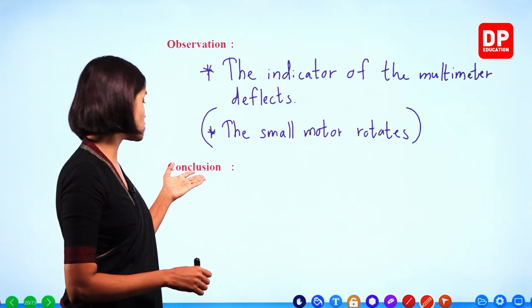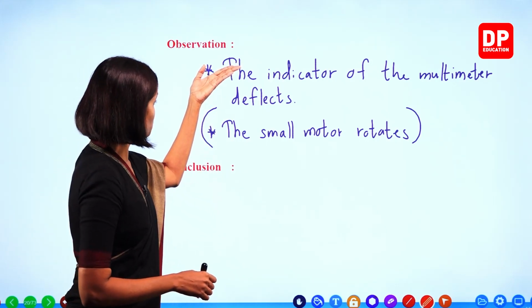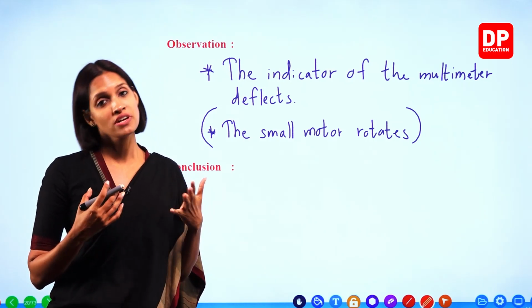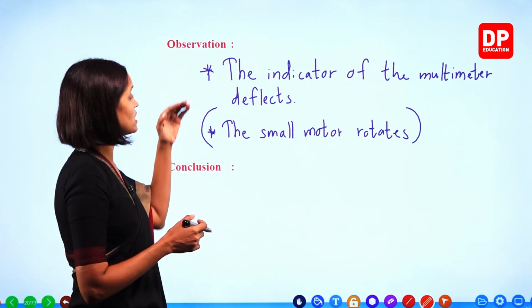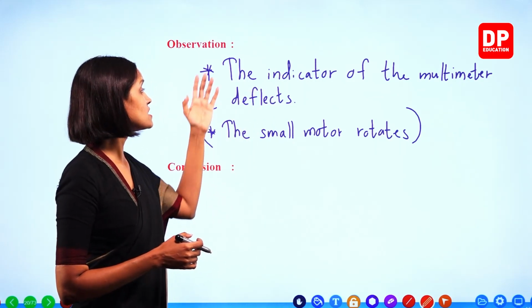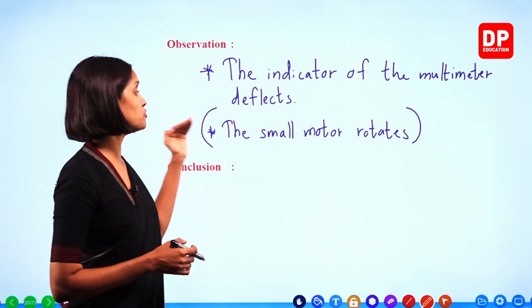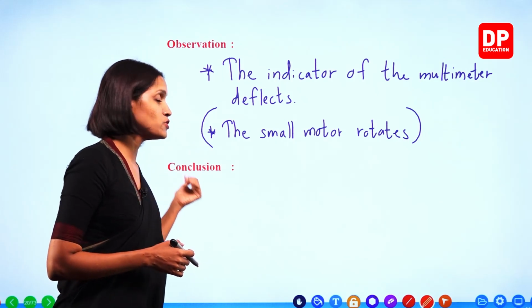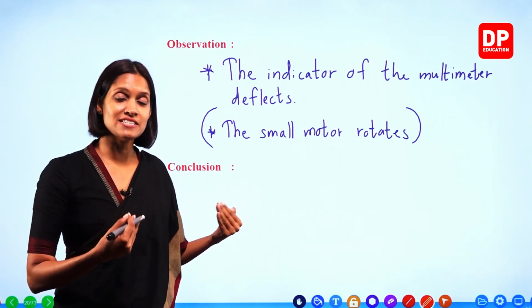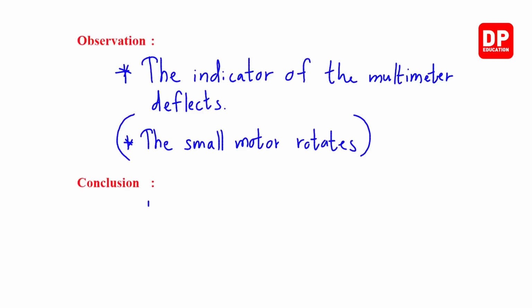So your conclusion. Both the observations take place in the presence of electric current. Only if electricity is generated, both these observations take place. Therefore, we can come to a conclusion that when solar panels are exposed to sunlight, they generate electricity, right?